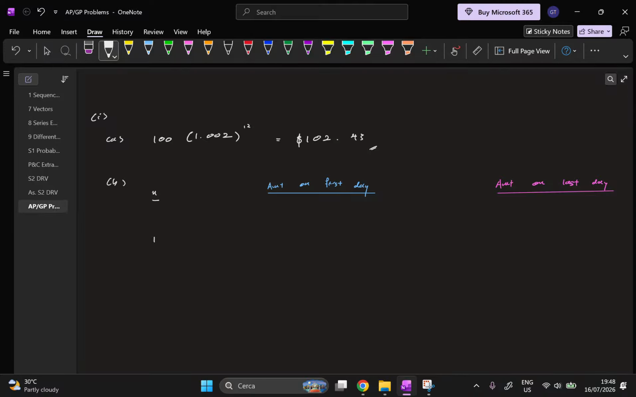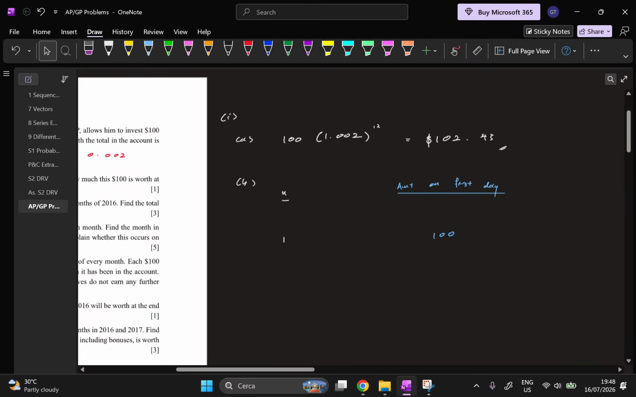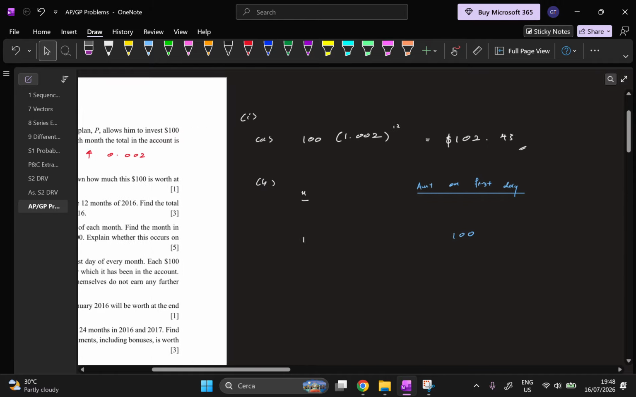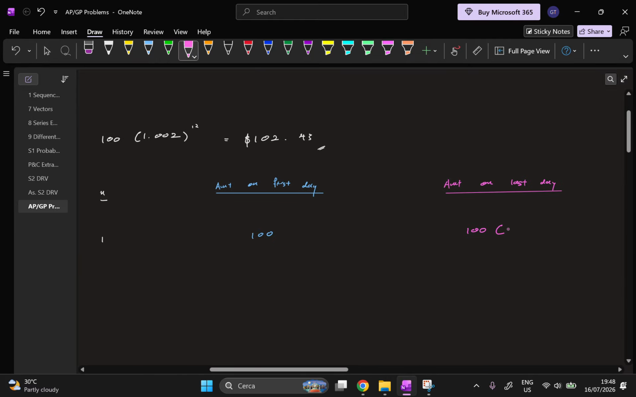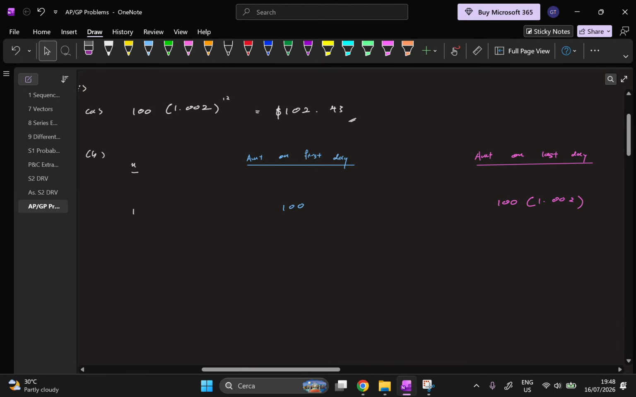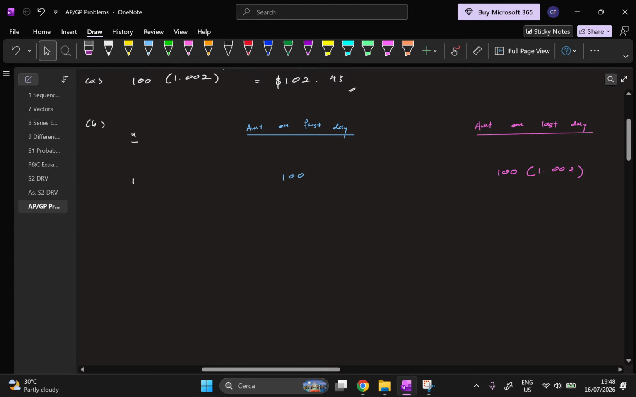How much did he have on the first day of January 2016? He put in 100, right? Then on the last day of January 2016, on 31st of January 2016, he got this $100, and the total in the account increased by 0.2%, so 1.002. That's on the first and the last day of January. Then for February, okay, I have this entire thing.